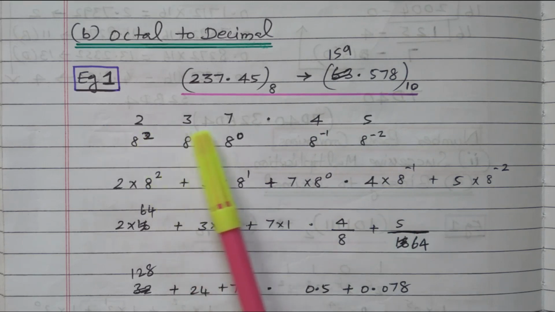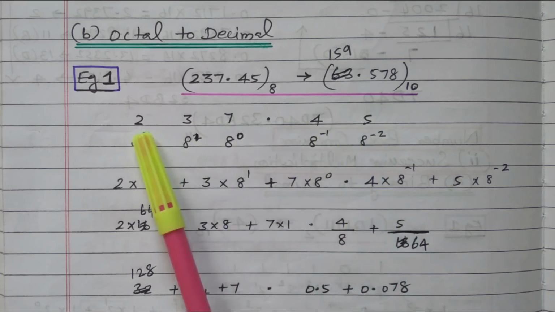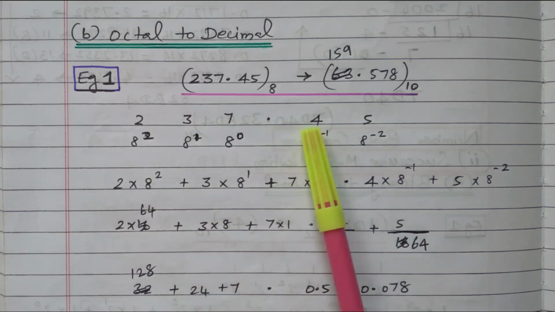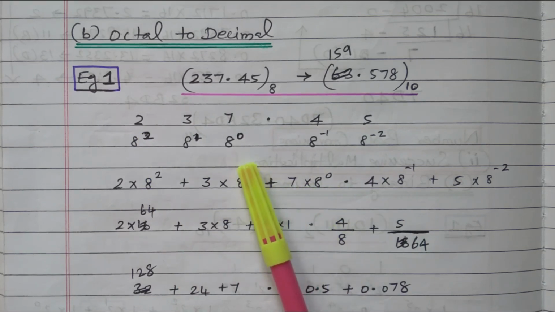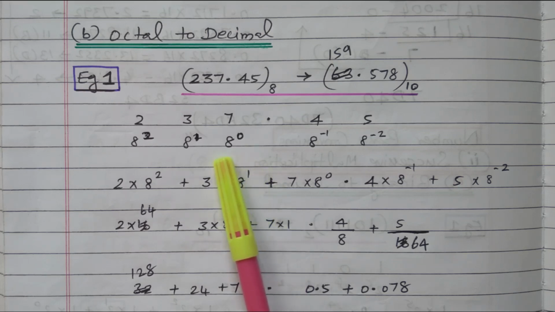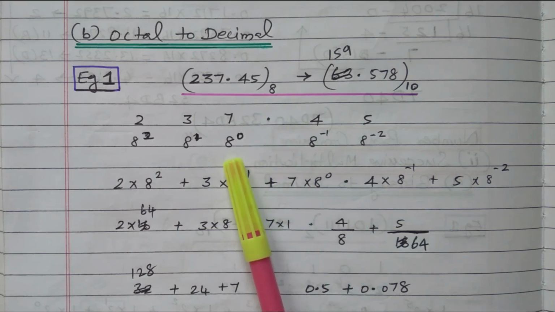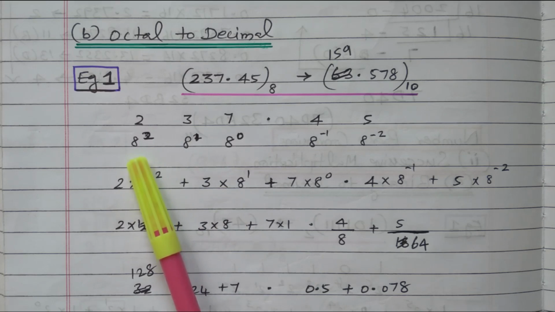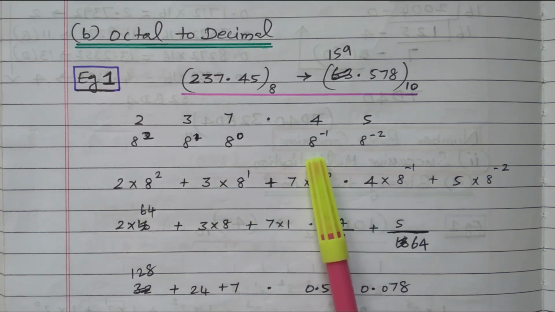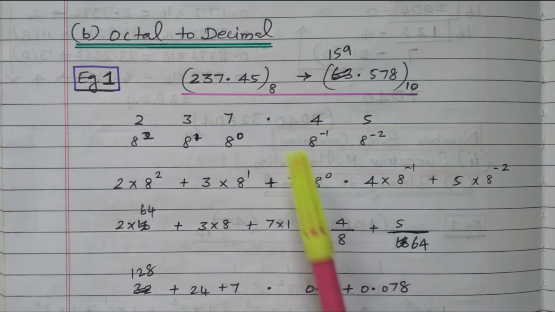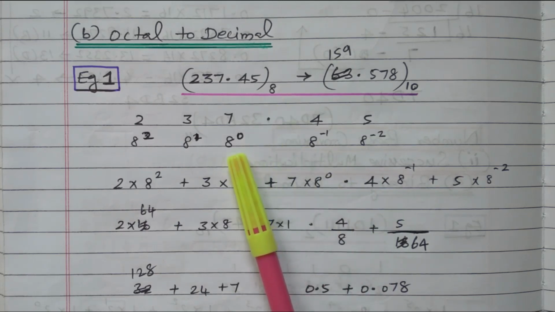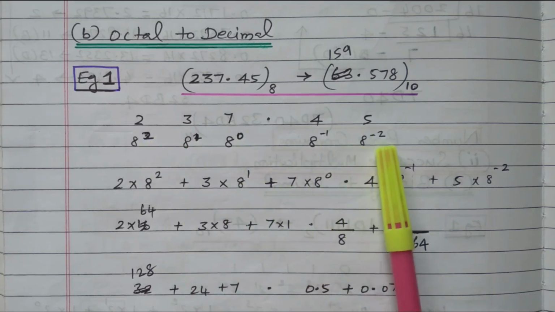First write the octal number 237.45. Then how will you convert this? This comes under successive multiplication. We need to multiply with the given weightage. The weightage for an octal number is 8. So the digits should be multiplied with 8 power 0, 8 power 1, 8 power 2, and going to the fractional side, 8 power minus 1, 8 power minus 2. Octal is base 8, so it is multiplied by 8 power starting from 0, 1, 2, and on this side minus 1, minus 2.